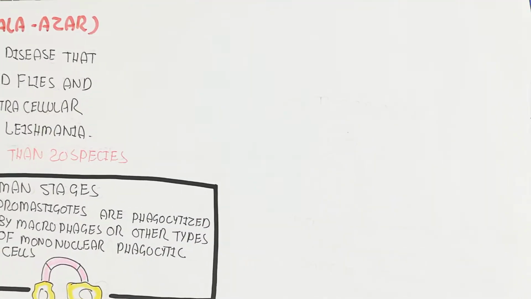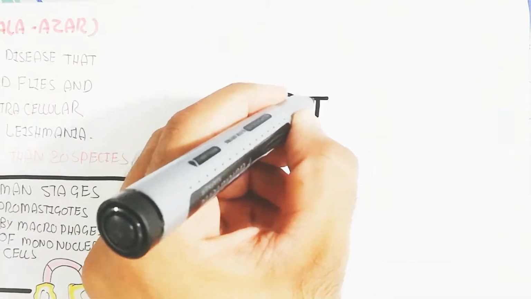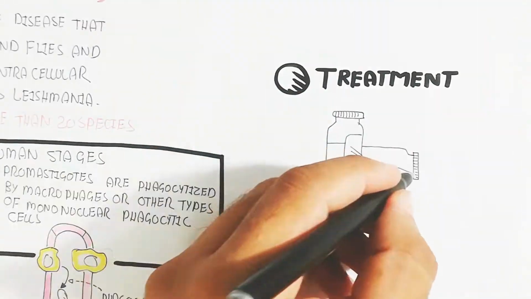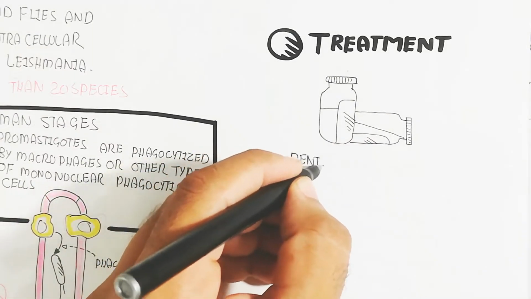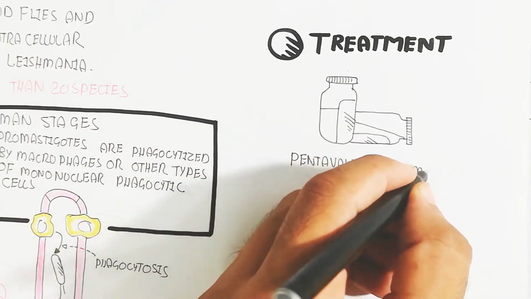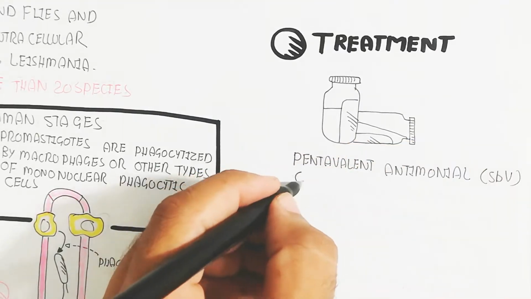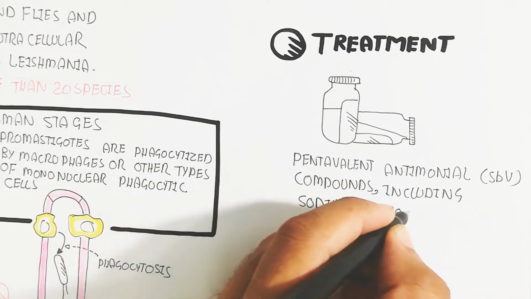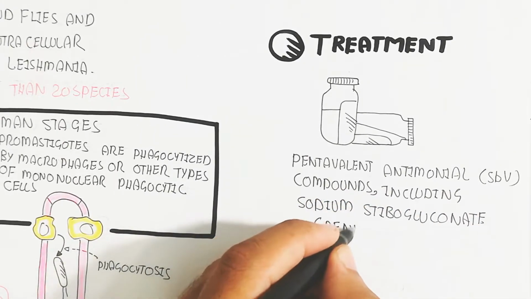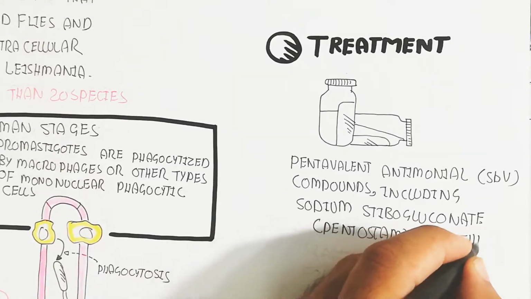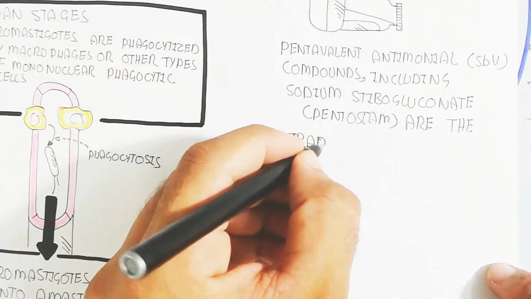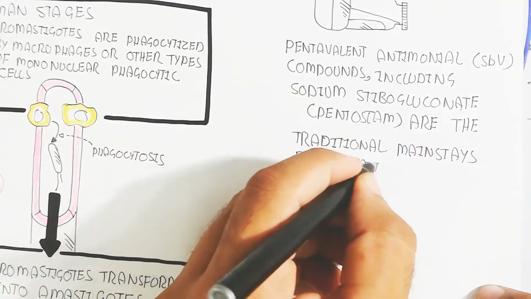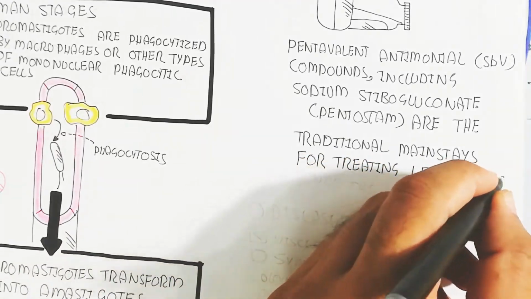So let's begin to understand the treatment. The pentavalent antimonial SbV compounds, including sodium stibogluconate, which is Pentostam, have been the traditional mainstays for treating leishmaniasis since the 1940s. Now let's begin to understand the disease.